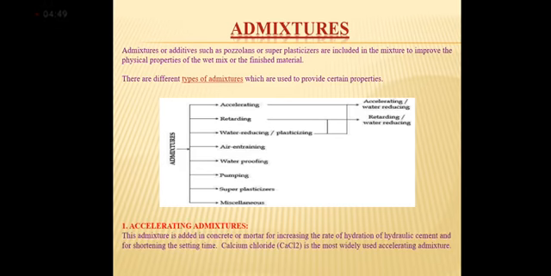Accelerating admixture means it increases the rate of hydration so that the setting time will be reduced. It will set very quickly. This admixture is added to concrete or mortar for increasing the rate of hydration of cement, for shortening the setting time, so that the cement sets very fast. Calcium chloride is a chemical which is used for accelerating purposes.